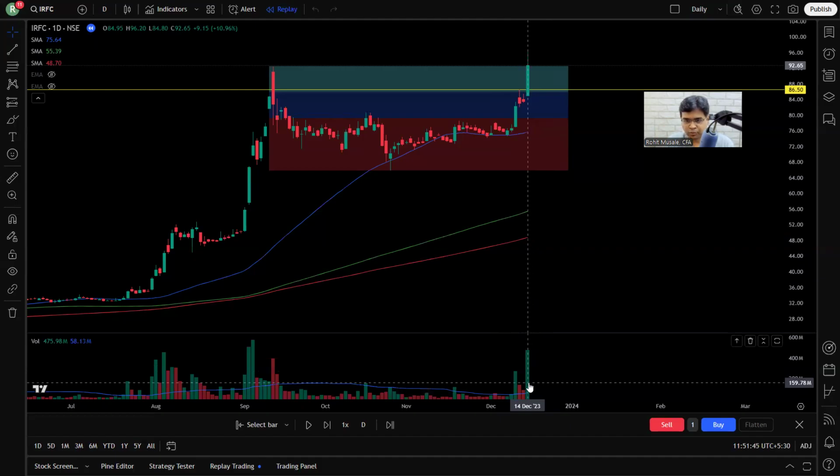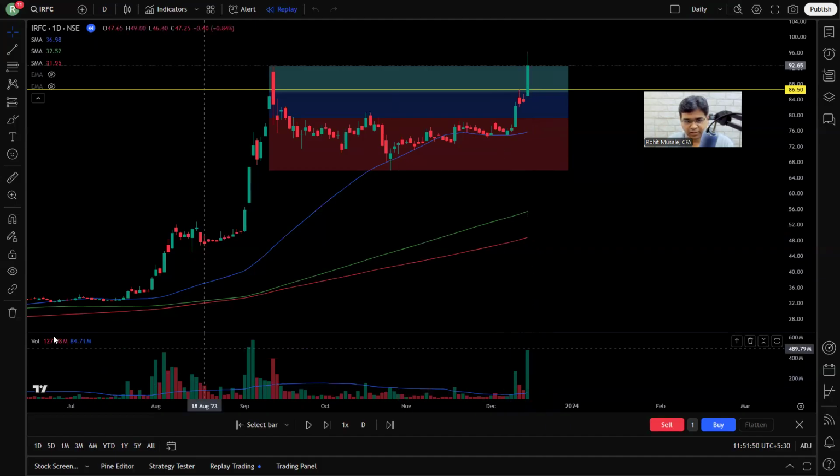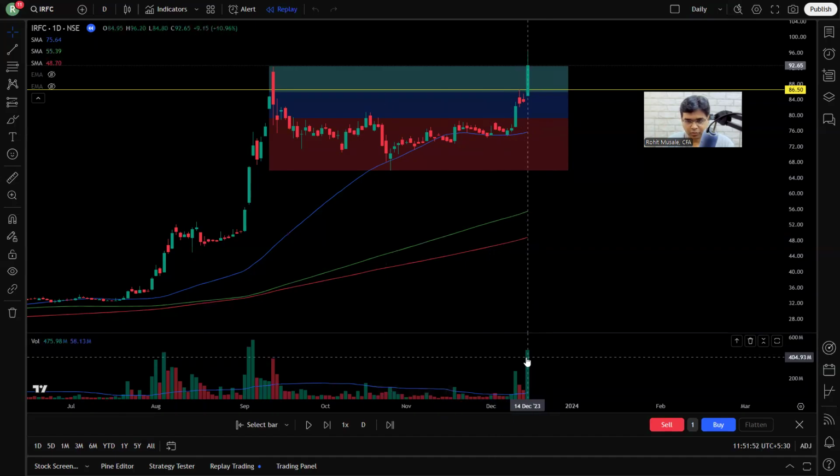Look at the average volume on this candle. It was 58 million. And how many shares were traded? Look here. 475 million shares traded in a single day when the average volume is 58 million shares. That is called a high volume breakout.